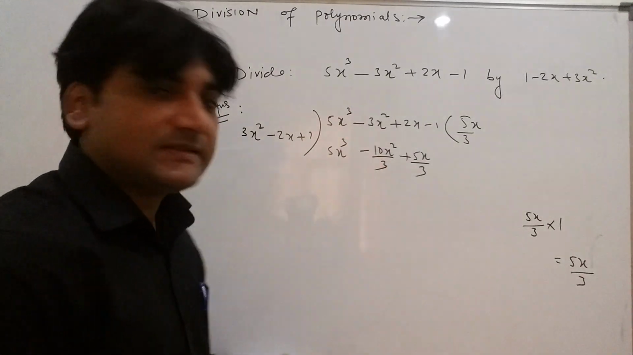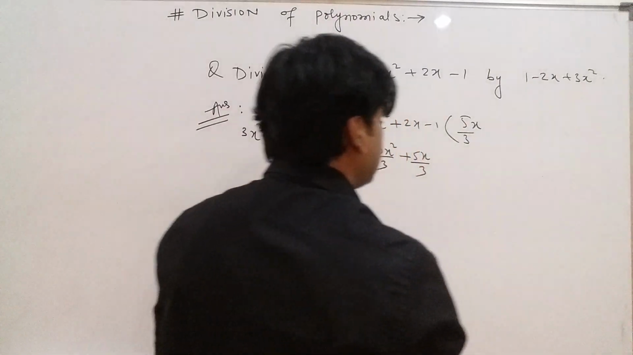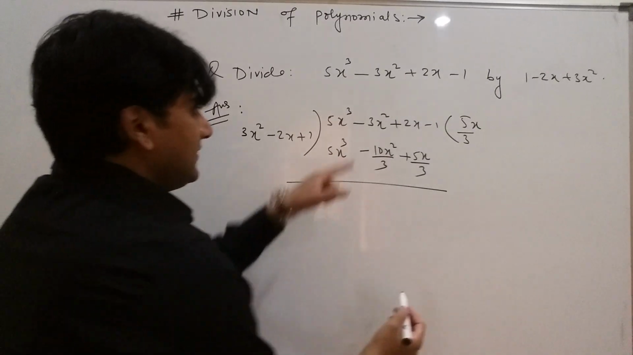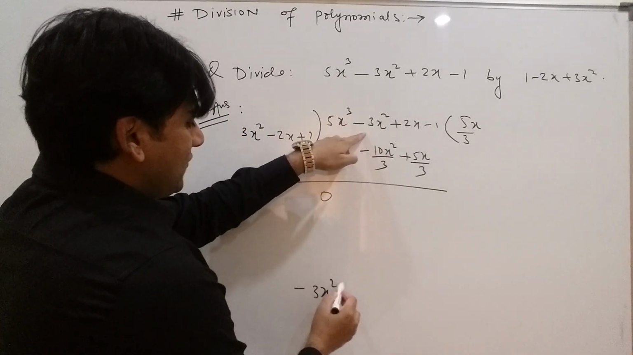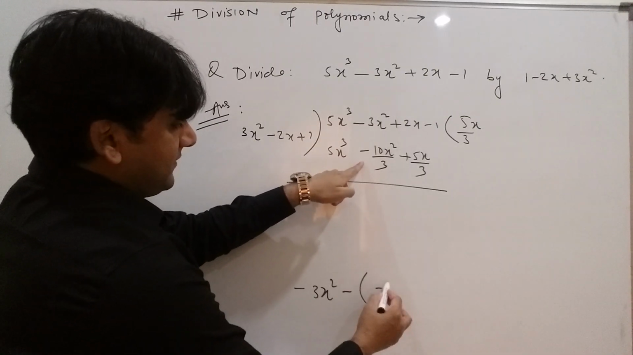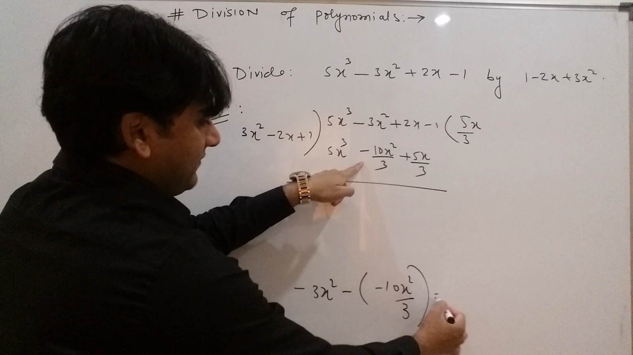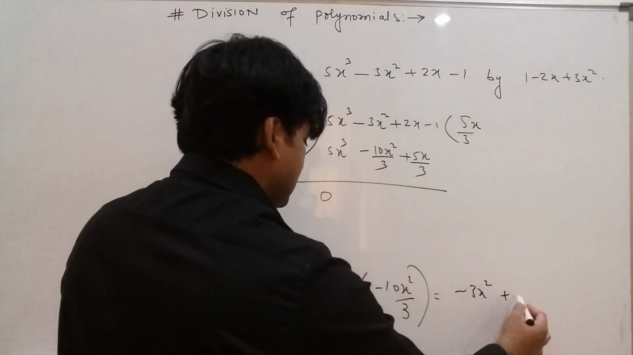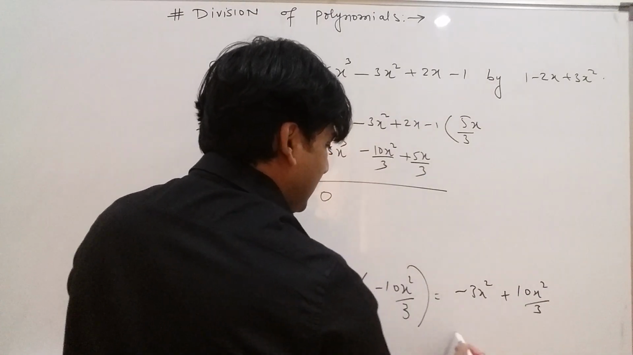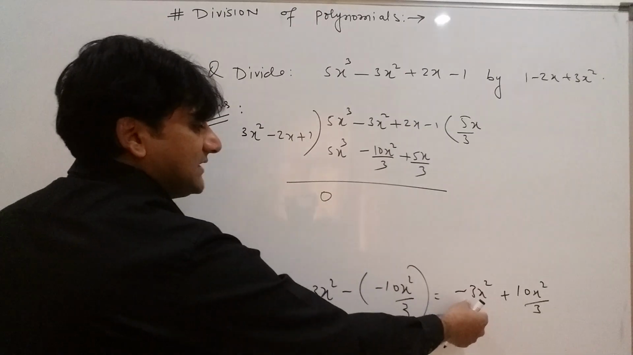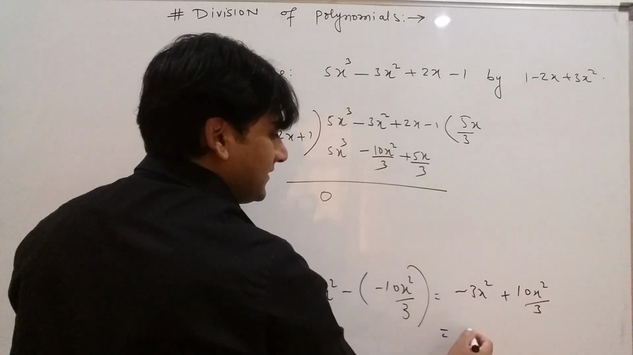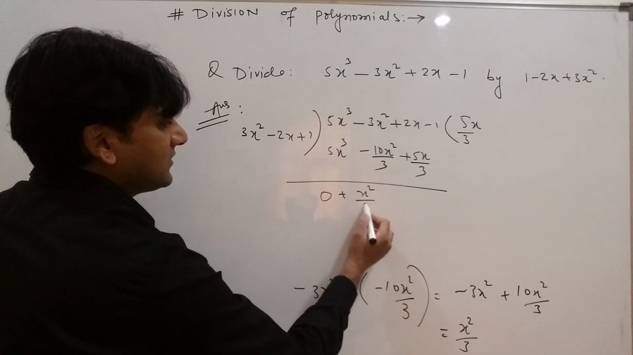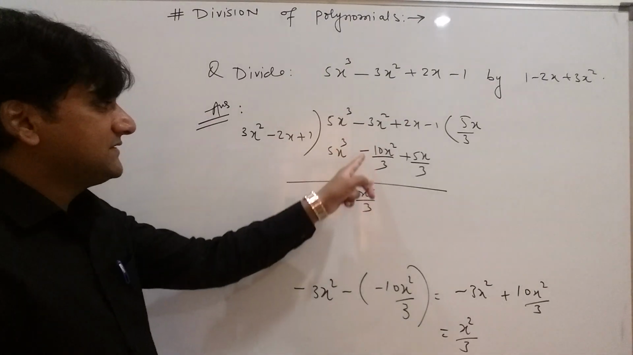Now, we have to take difference. When you will take difference, then 5x cubed minus 5x cubed, that is 0. Then this is minus 3x squared and minus of minus 10x squared over 3, which we have to calculate. So this is minus 3x squared minus minus plus, which is 10x squared over 3. So 3 times minus 3, which is minus 9, minus 9x squared plus 10x squared over 3 is x squared over 3 only. So I have to write x squared over 3. So we have subtracted over here.